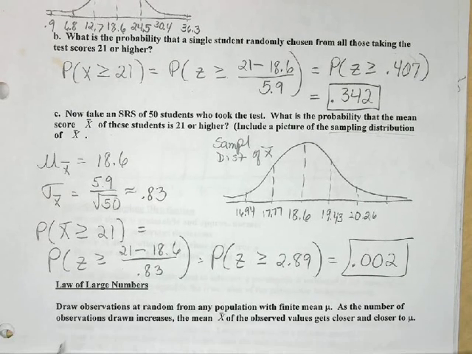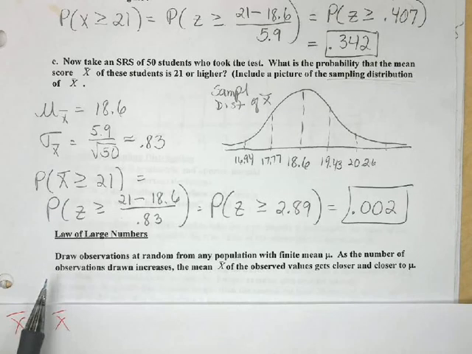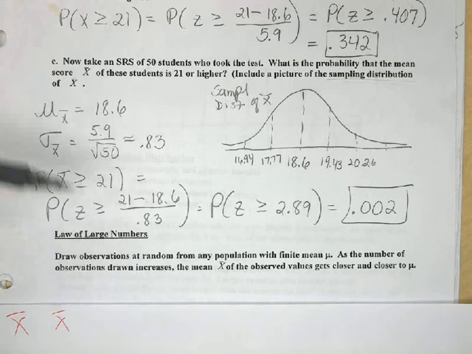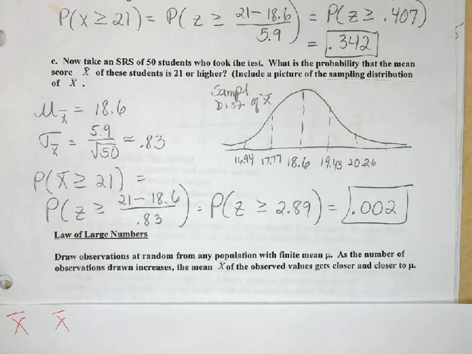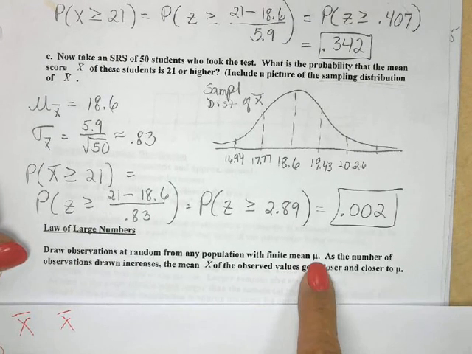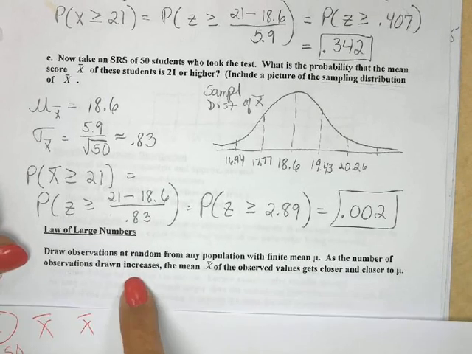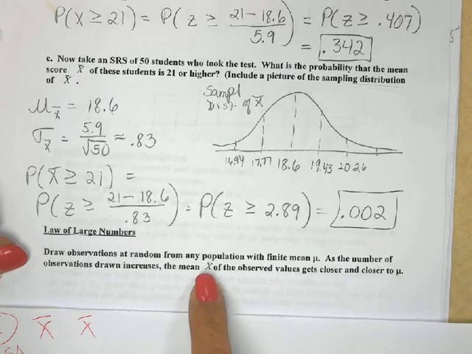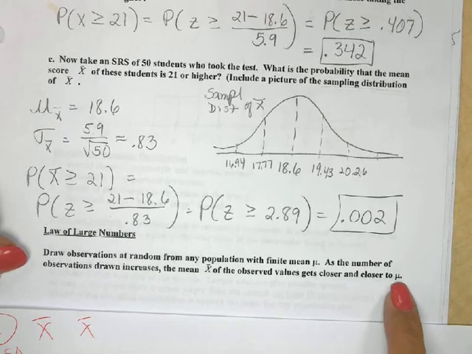Now, the law of large numbers we talked about once before, and let me just bring it up again. The idea is, as we remember, as we draw more and more samples, the more likely you are to obtain the actual population mean. So if we draw observations at random from a population that has a mean mu, as the number of observations increases, we expect the x bar to get closer and closer to the mean.